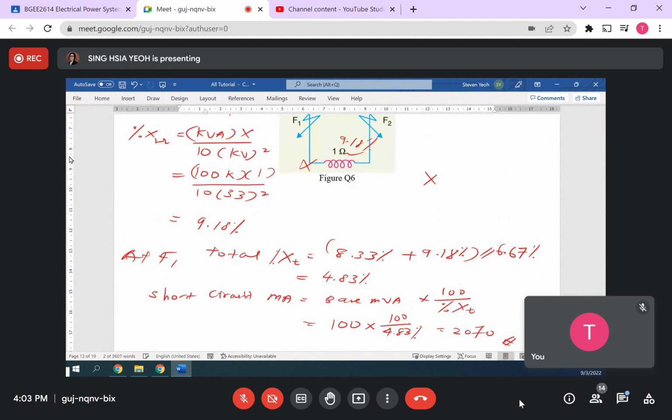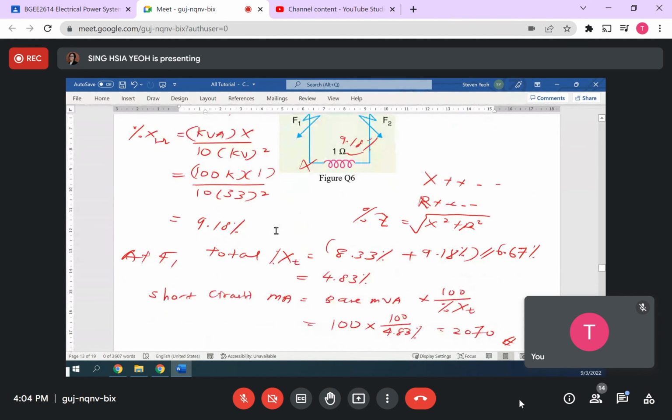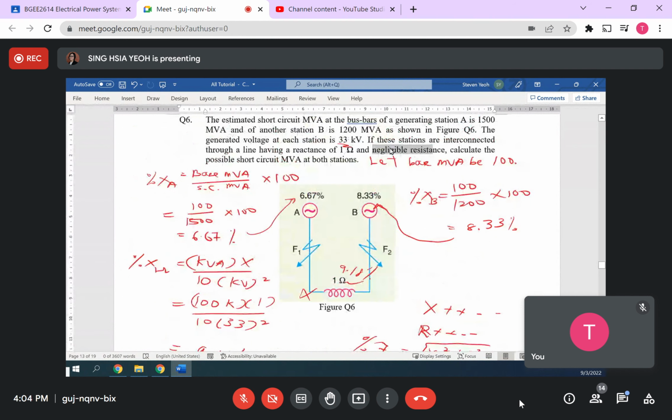You need to add all the x together, then add the r together. Then you need to find the so-called z, which equals the square root of x squared plus r squared. Understand? So you can't just straight away add together here. But this is okay because what is given is reactance. So this is the x value.